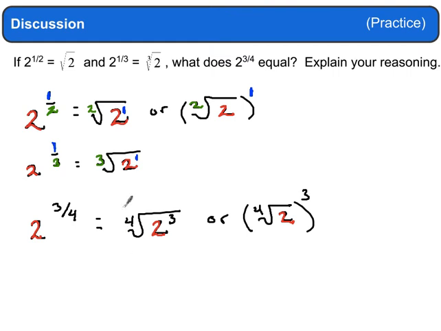The 4, which is in the denominator of my fraction, becomes what my root is going to be. And then the numerator in my fraction becomes the exponent of the base, either inside the radical or the exponent of the piece overall. Which one you use is really up to you. I like this one better. That is just my preference. But they are both the same, and they are equal in that perspective.